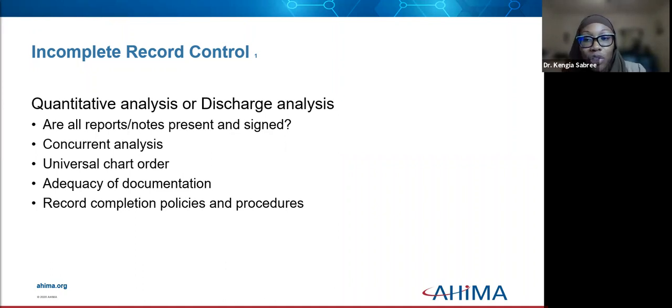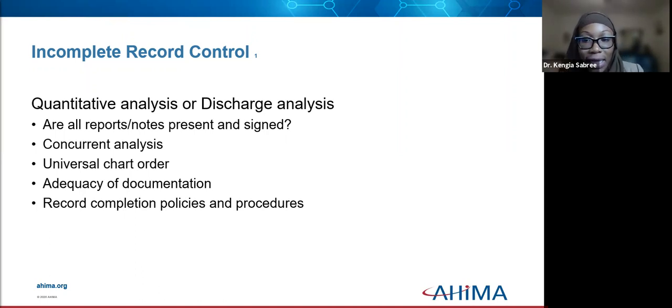So HIM professionals must then conduct a quantitative analysis, that's what we're going to talk about here, right? You could do a quantitative or a qualitative analysis to ensure that documentation for the patient's stay is sufficient. So what's a quantitative analysis, you ask? It's often called a discharge analysis, and it's a review of the health record for completeness and accuracy. It is generally conducted retrospectively, at the conclusion of treatment, once the patient has been discharged.